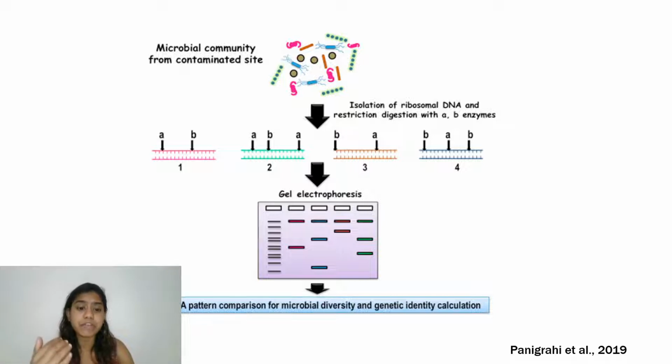cleaving. And after that, when we run it on a gel, depending on the weight of each of these cut smaller portions, we'll be able to compare and figure out what would be the possible sequence of the whole DNA that we are looking at. So based on that, we'll be able to reconstruct the sequence of DNA from the microbial community. So this is how the patterns are compared using a gel electrophoresis.